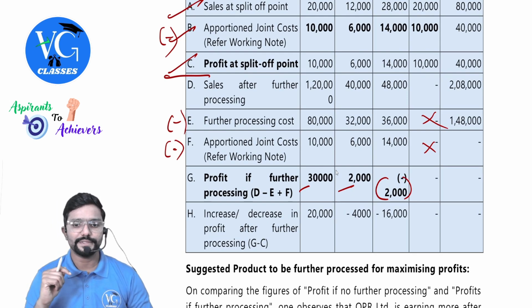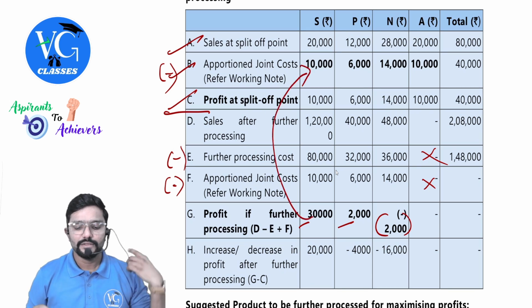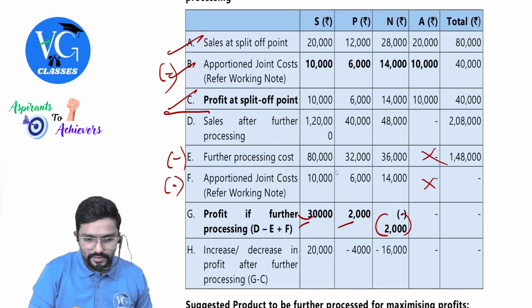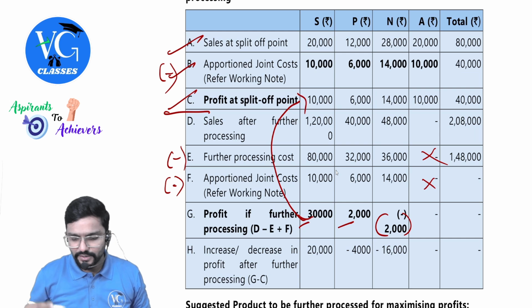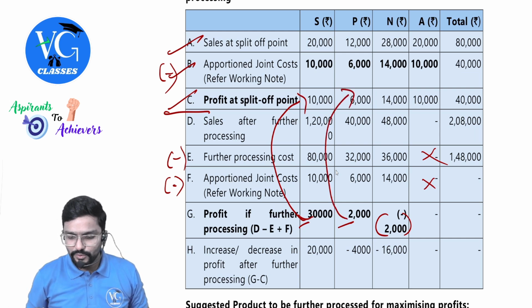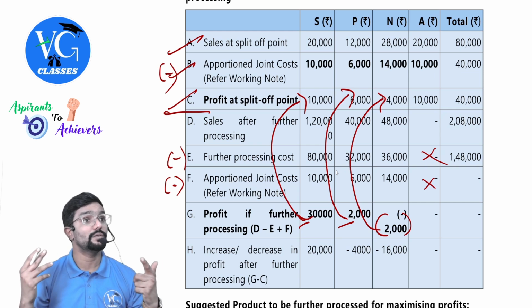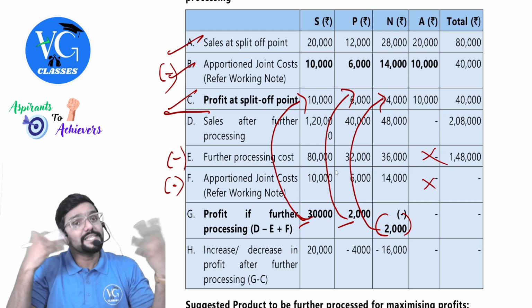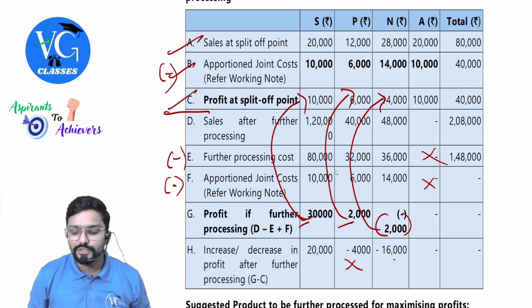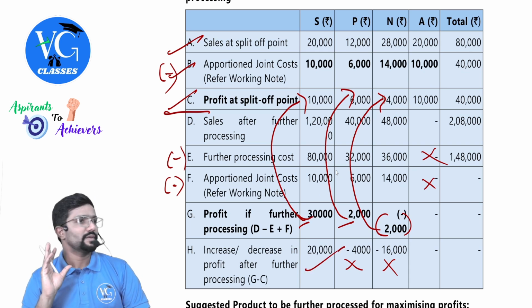So incremental, you calculate. 30 minus 10, 20. 2 minus 6, minus 4. Minus 2 minus 14 is how much? Minus 16. So, will we go for this too, sir? No. So only Yes, we will do the further processing.